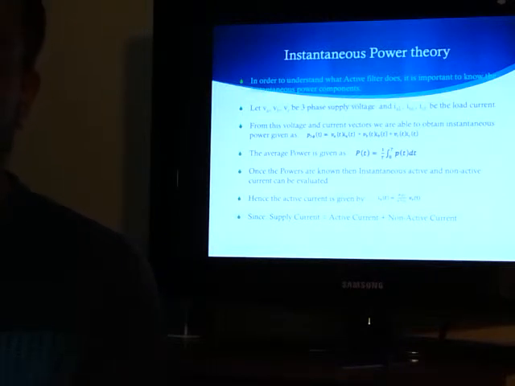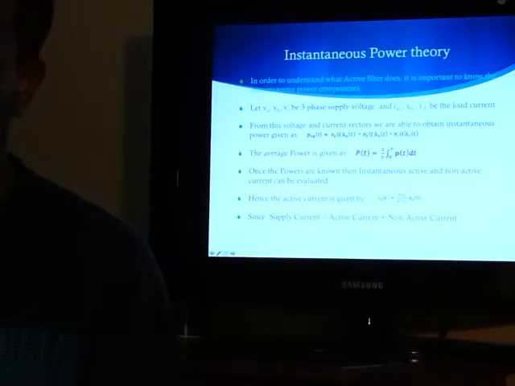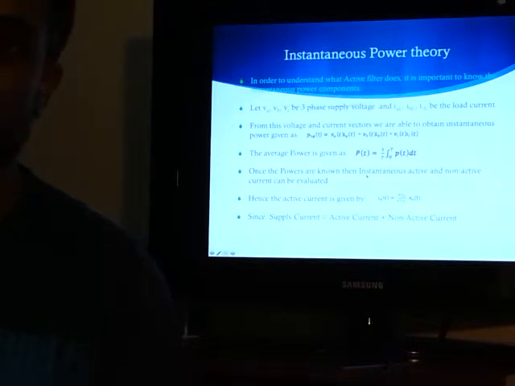Once we have the instantaneous power, by finding the average of that we get the average power, and the way we can get it is using this mathematical formula: the integral of the instantaneous power between 0 and the period. We are able to get the average power. The reason we find the average power of the system is so that we can get the instantaneous active current that's flowing in the system.